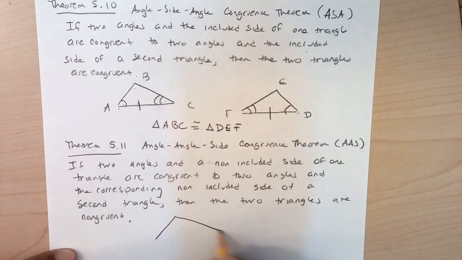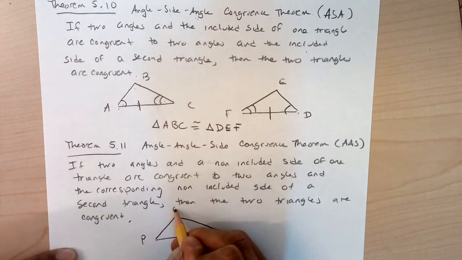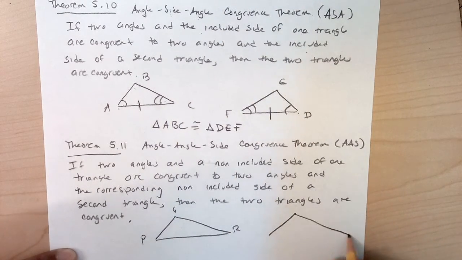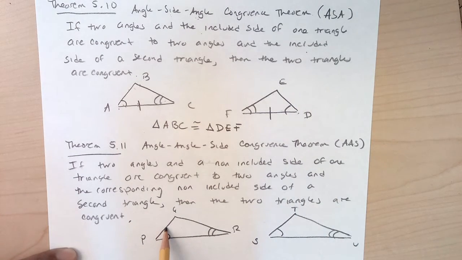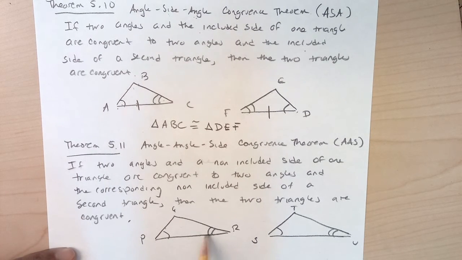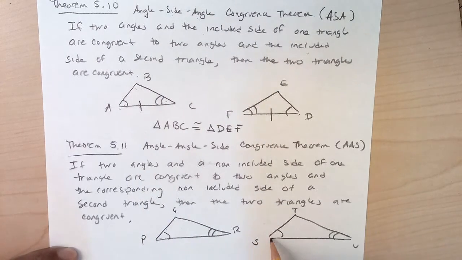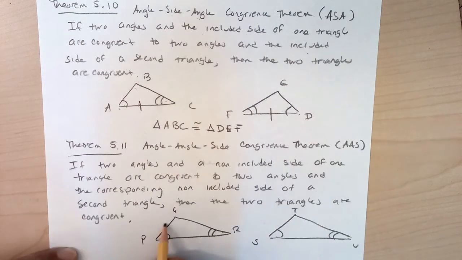So if I have two triangles, let me call this triangle PQR and triangle STU. I have two angles of one triangle congruent to two angles of a second triangle. If I choose side PQ to be congruent to a side, that's the non-included side between these two angles. The included side would be PR. Same with side SU. That would be the included side for these two congruent angles. So if side PQ is congruent to a side in this triangle, it has to be side ST. That's the corresponding side.